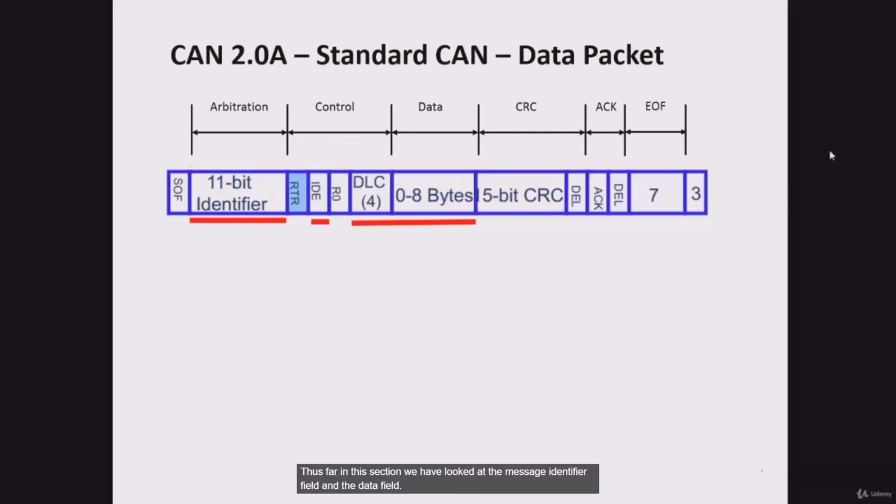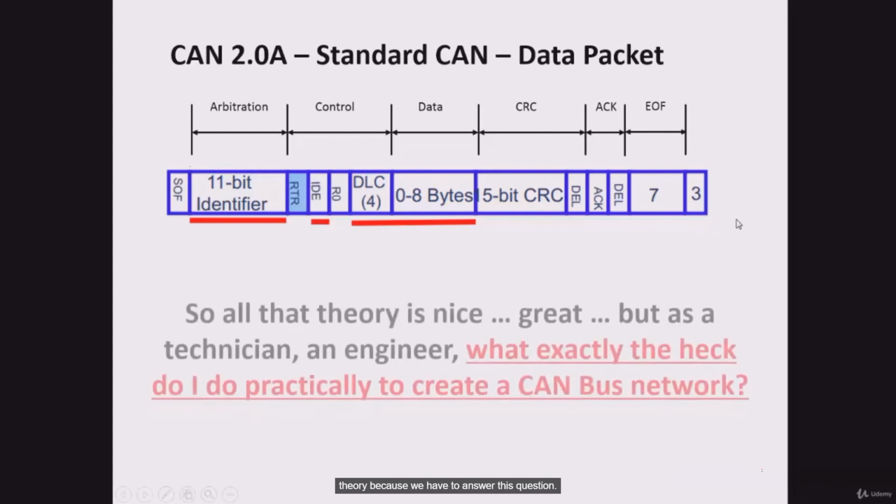Thus far in this section, we have looked at the message identifier field and the data field. I will eventually get into the CRC field and ACK and EOF and control and all this stuff. But I've dumped a lot of theory on you already. It's time to get into some practical to seal that theory that you've gotten so far. Again, I will go through the rest of these fields, but we need to get some practical in to seal in the theory, because we have to answer this question.